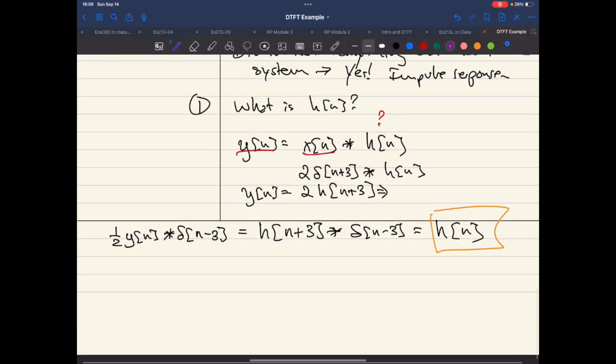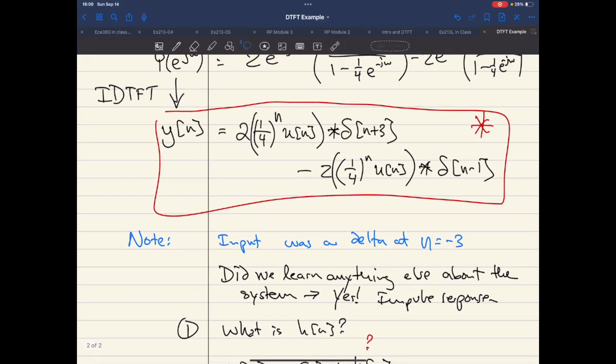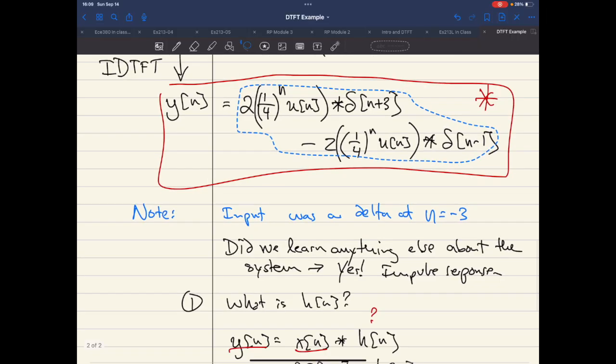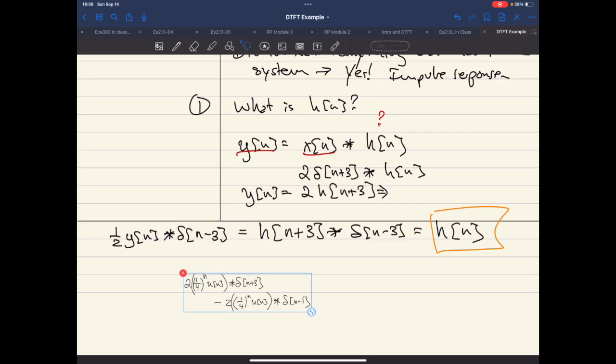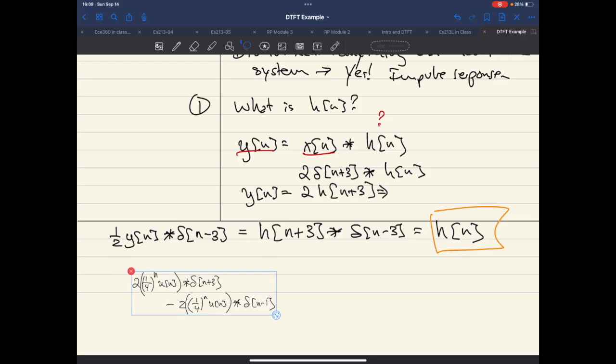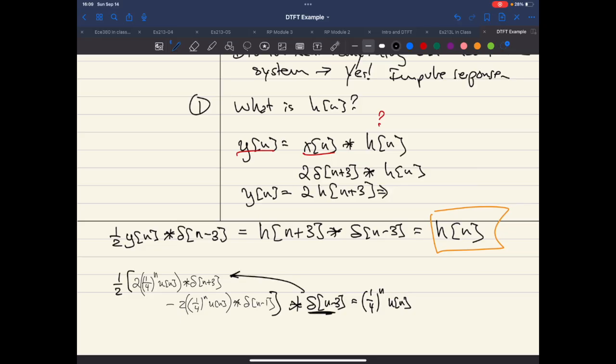Okay, so coming back down here, let's finish off the expression. We know what y[n] was. We can just pull this down here. We circle all this stuff, copy, paste. And now, with this in mind, I'll just kind of cheat. 1/2 of this convolved with a delta[n minus 3]. And obviously, this is going to give us something a lot more simple. We're going to have (1/4)^n u[n]. And there's no delay, right? Because this is going to apply to both terms.